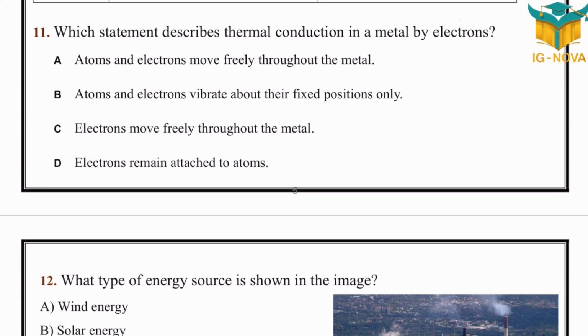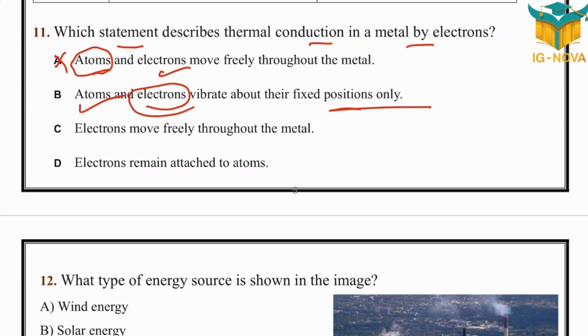Question 11. Which statement describes thermal conduction in metal by electrons? Atoms and electrons move freely. Electrons move freely, but do the atoms move freely? Surely not. Atoms and electrons vibrate about their fixed position only. Atoms vibrate. Electrons vibrate? Surely not. Option C. Electrons move freely throughout the metal. Yeah, surely yes. So I'm going to go for C.